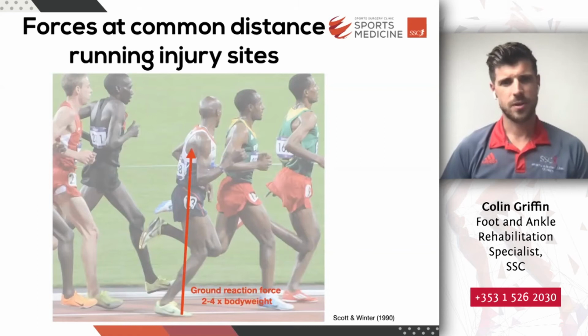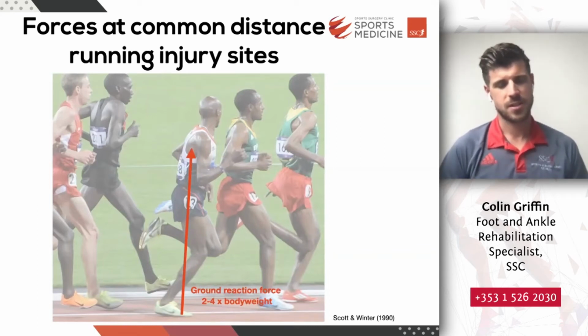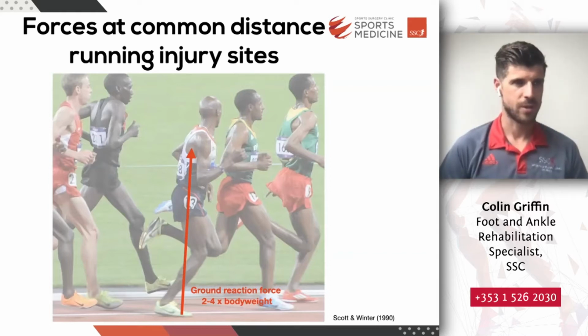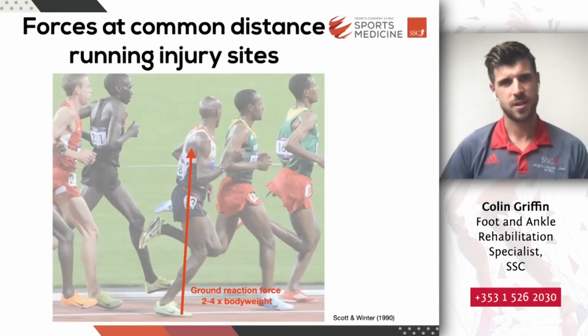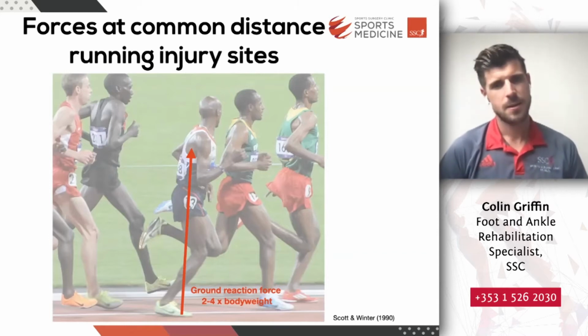So again, if you look at the picture here of Mo Farah in a 10,000 meter track race, you'll see that the red arrow is indicative of the vertical ground reaction force direction, so it goes upwards through the body. And as I said, depending how fast you're going, that can be 2 times body weight. If you're jogging, that can be 4 times body weight if you're running at a steady state speed.